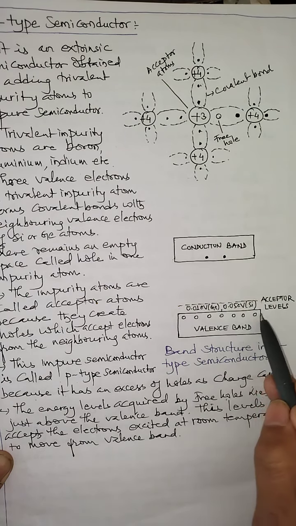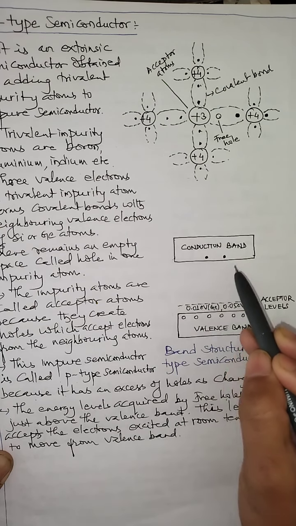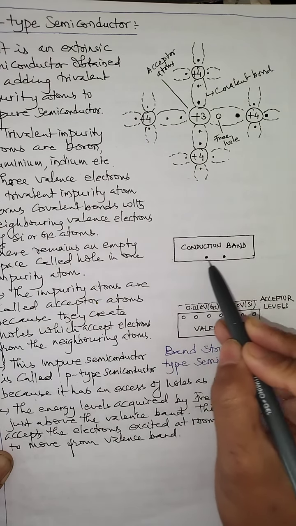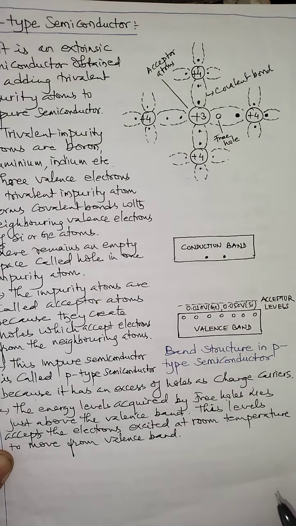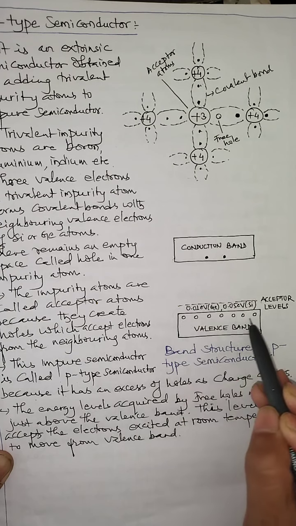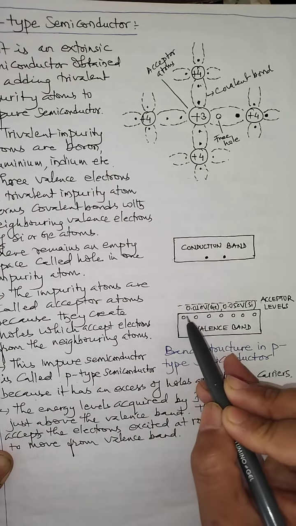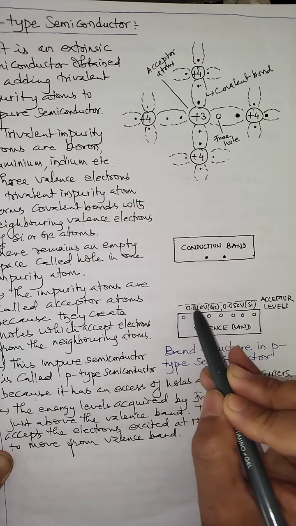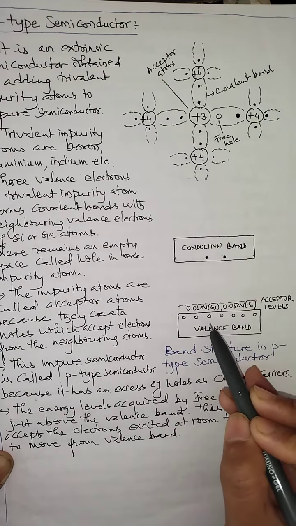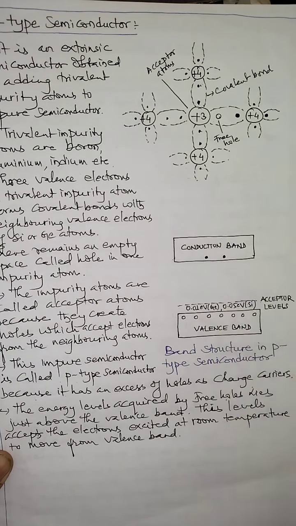That's why the majority of the holes will be created in the valence band, and a minority of electrons will be present in which band? Conduction band. So the valence band has the majority of the holes, and you know why holes are the majority out there? Because most of the free electrons can simply move from the valence band to this acceptor level, whereas few of the electrons move from the valence band to which band? Conduction band.